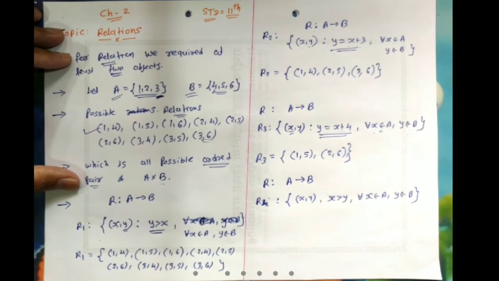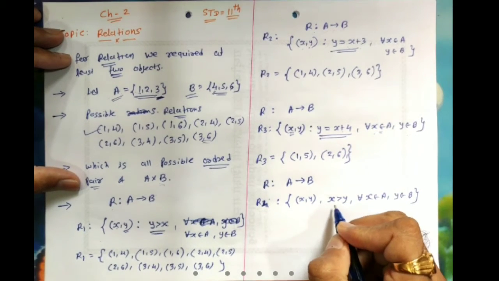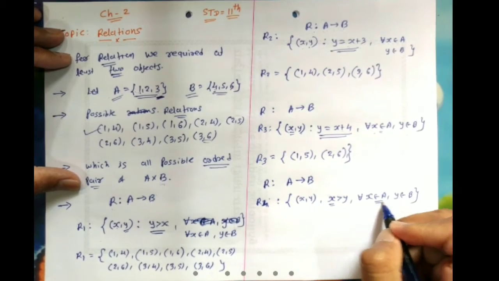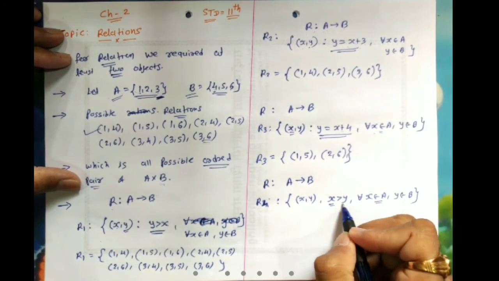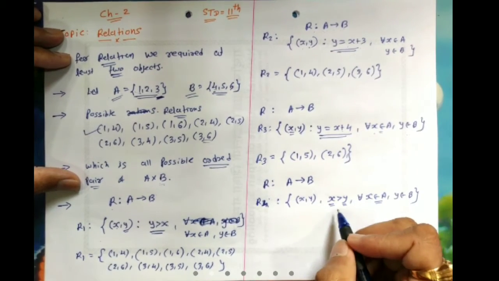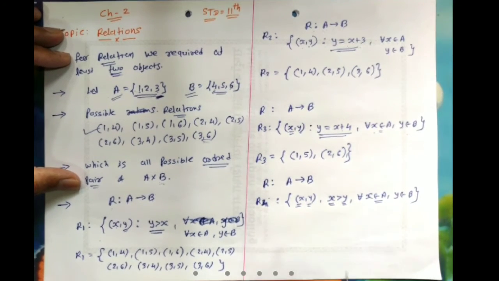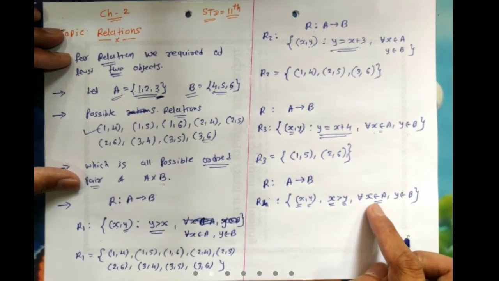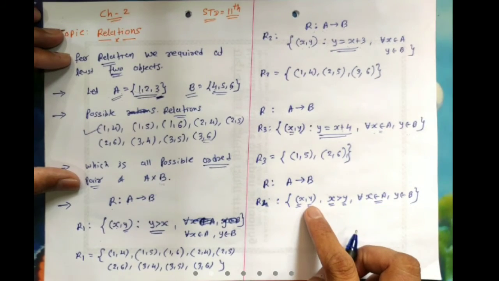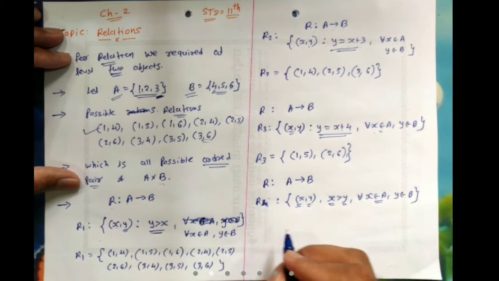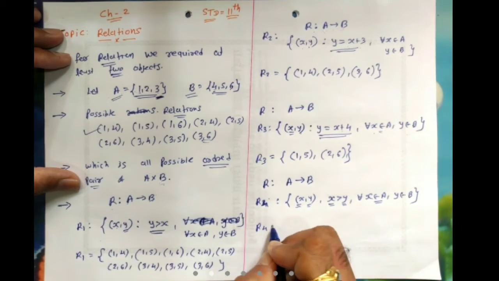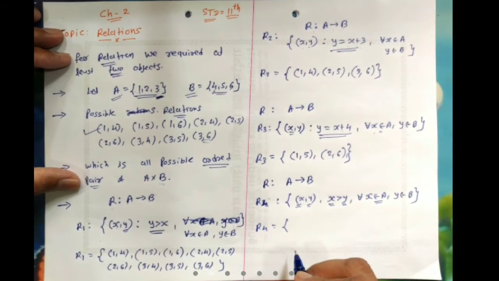ऑर्डर पेयर (X, Y) लेना है और रिलेशन क्या है? X, that is set A का एलिमेंट, Y सेट B के एलिमेंट से बड़ा होना चाहिए. That means we have to consider all the ordered pairs in which the first element is greater than the second element. You have to consider the first element from set A and the second element of the ordered pair from set B. So let's try to make the list of ordered pairs.